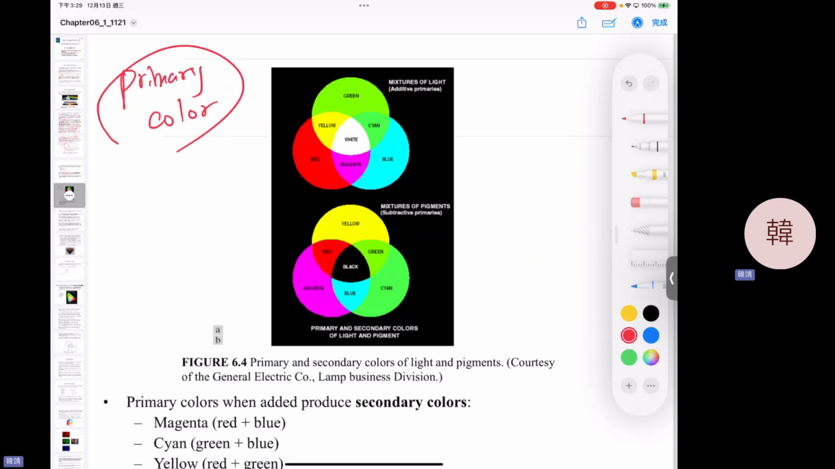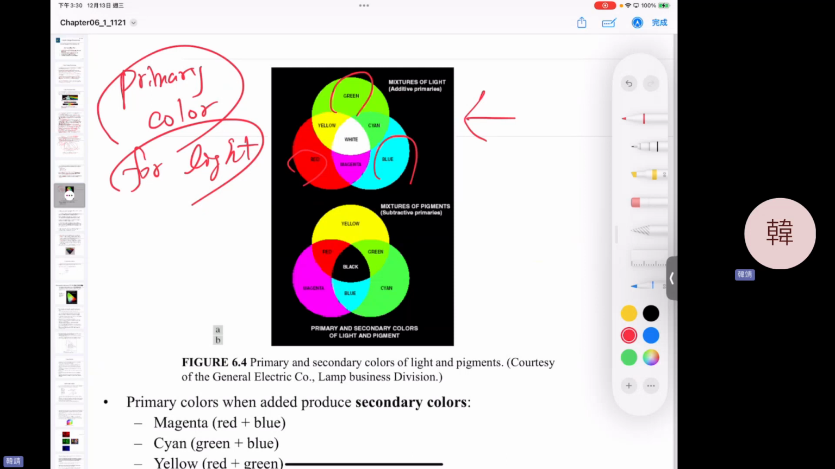The first one is for additive. We call it primary color for light. Okay, so it's an additive system. So your primary colors are the RGB here: red, green, and blue. And how they combine together to make a new color. So here is the mixture of light.